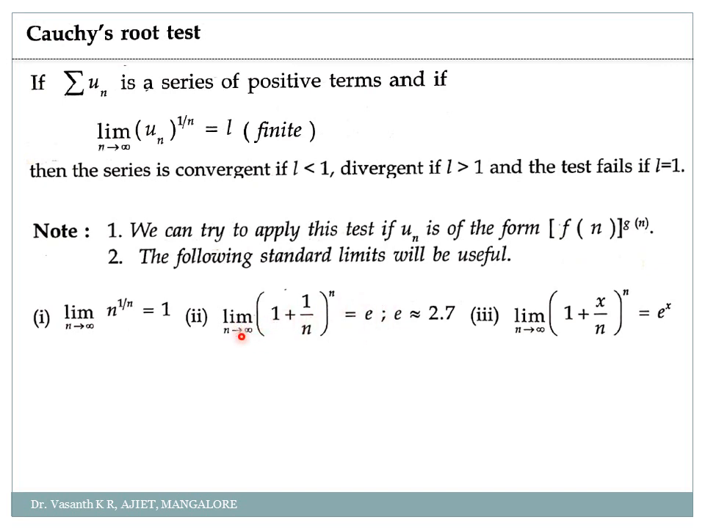Limit n tending to infinity, remember that also, 1 plus 1 by n to the power n is always equal to e. And one more thing, limit n tending to infinity, 1 plus x by n to the power n is e to the power x. See, if you have 1 here, you will write e power 1. If you have x here, you will write e to the power x. So these standard limits will be used in the problems. And when can you apply Cauchy's root test? If the given function is of the form something to the power n, then we can apply Cauchy's root test, meaning we can easily simplify it. Now I'll go with the problems, you will get an idea.